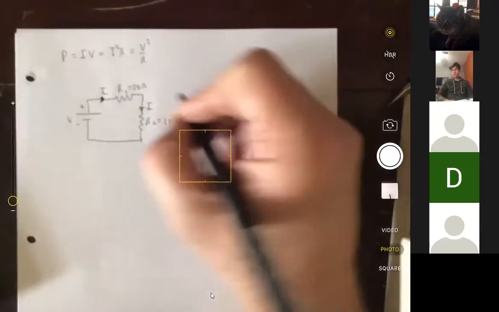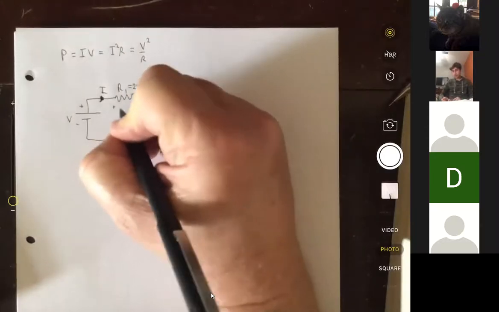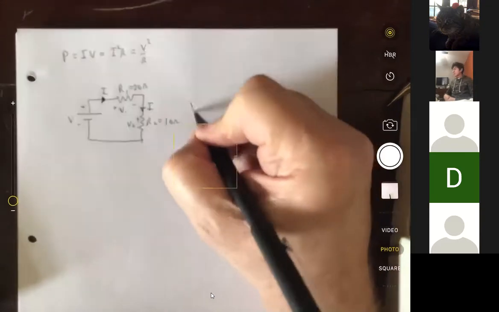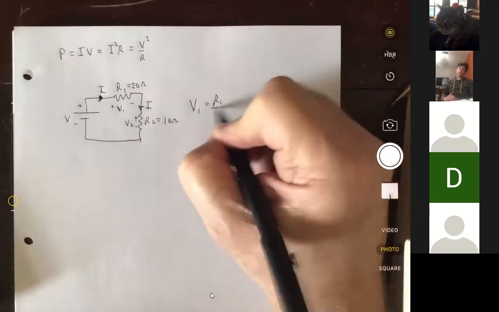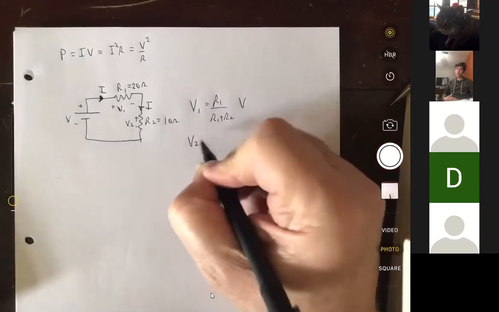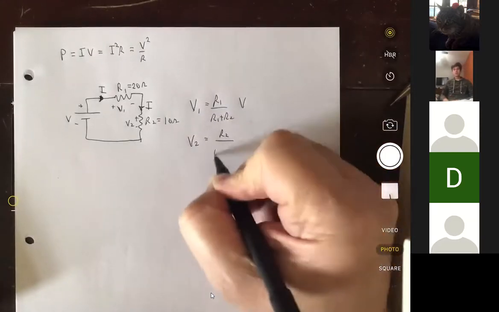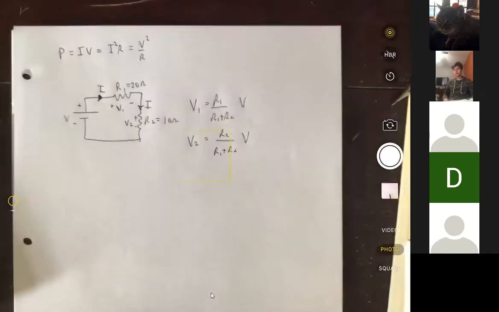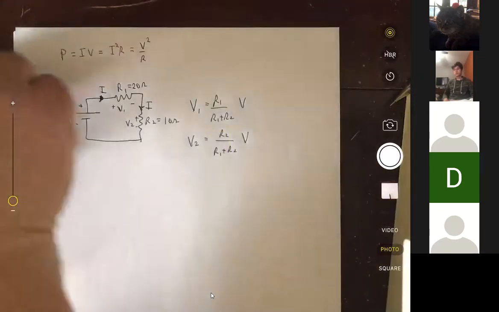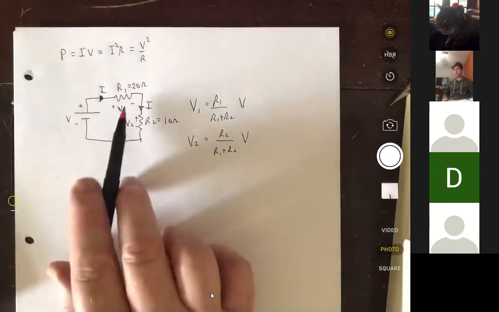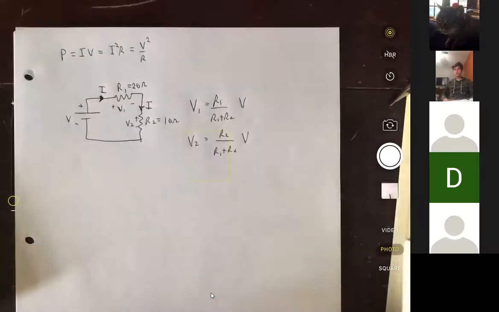And so you end up getting this, here's V1 and V2. You end up getting this formula that V1 is going to be R1 over R1 plus R2 times V, and V2 is going to be R2 divided by R1 plus R2 times V. You see? But hopefully, when you're an engineer, you would just quickly go, well, R1 is 2/3 of the total resistance, so R1 is going to get 2/3 of the voltage.